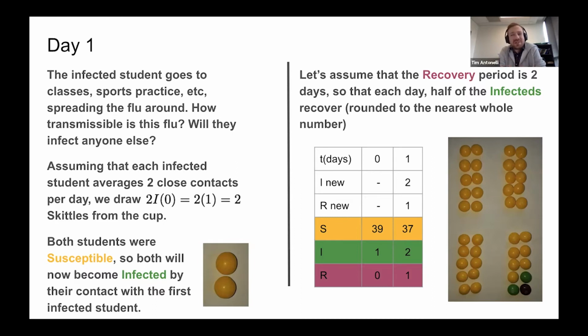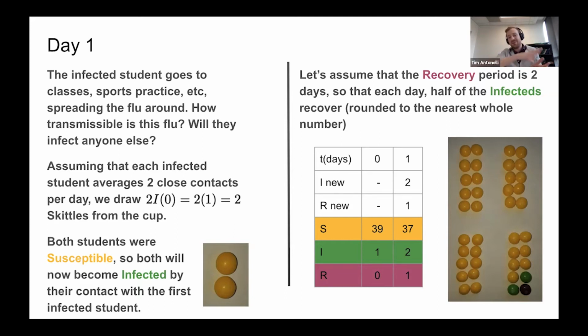And so we have to make a couple assumptions here, and we just try to keep it simple with this simulation. We're going to assume that each infected student has 2 close contacts per day. So pretty much each day in the cup, we're mixing it up and then drawing 2 times the number of infected students. And we're going to keep track of this in a table, right?